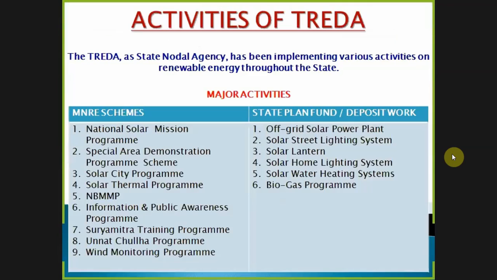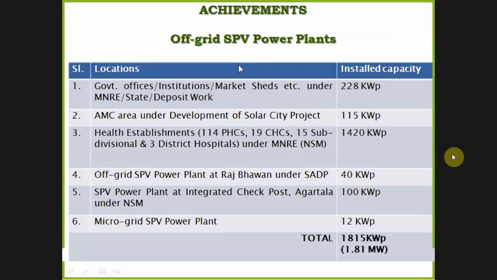Some state programs we are also doing in solar water heating and everything. And as for off-grid systems, we have installed a total of 1.8 megawatt in various government offices, health establishments, and everywhere. In Rajbhavan also, and check posts, and microgrid power plants also we have installed.